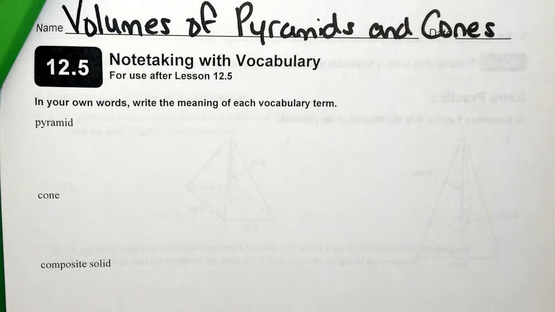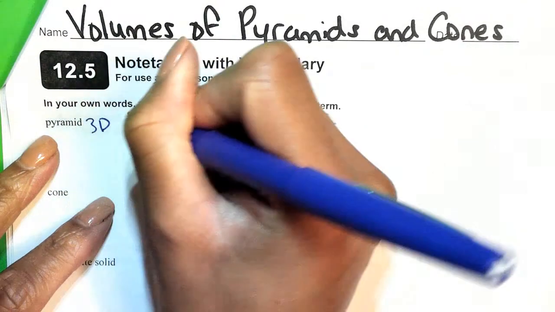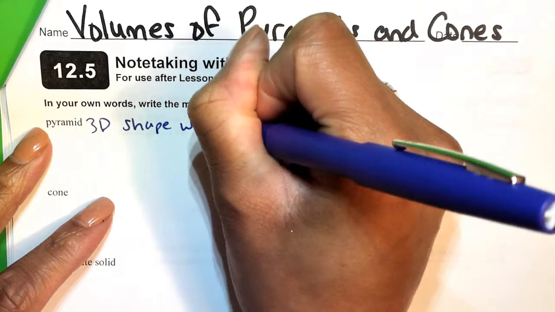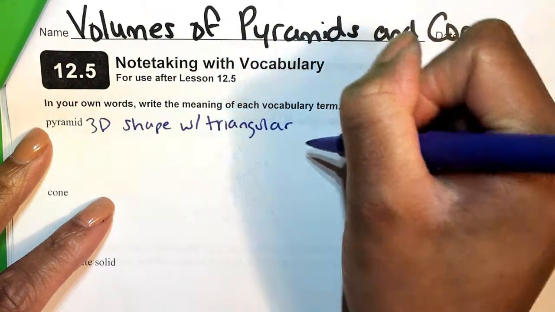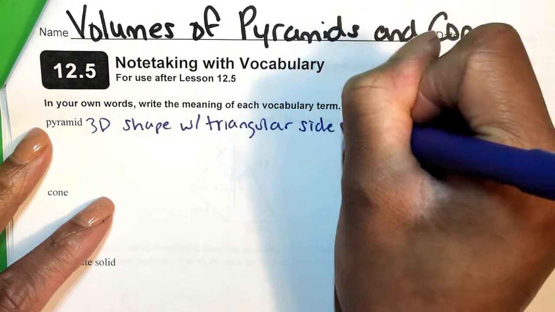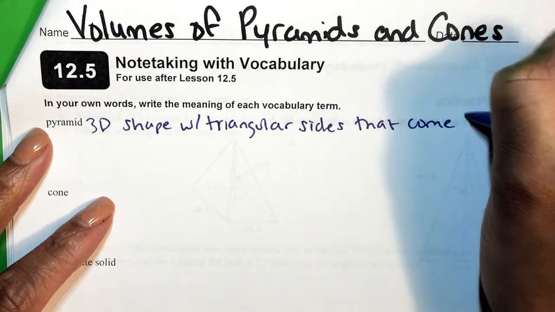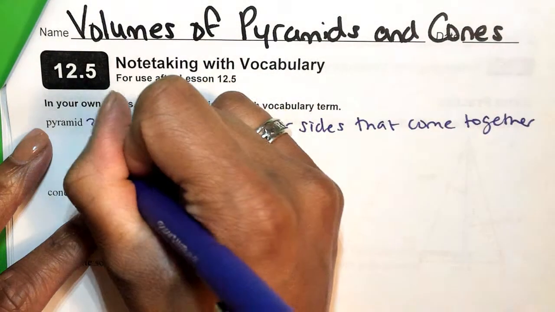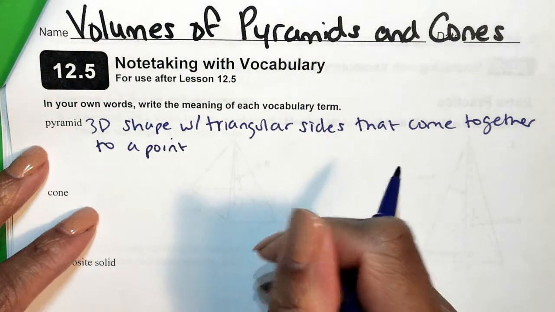Alright class, we're on to chapter 12, section 5 over volumes of pyramids and cones. So a pyramid is a 3D shape with triangular sides that come together to a point. So that is a pyramid.